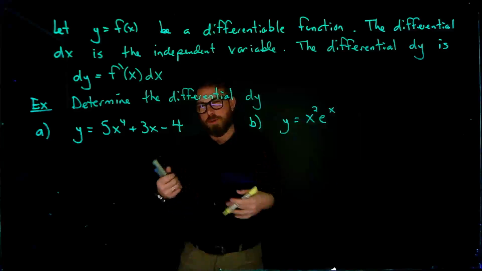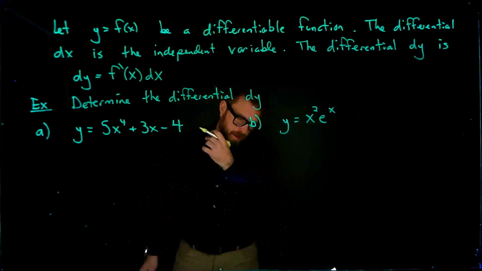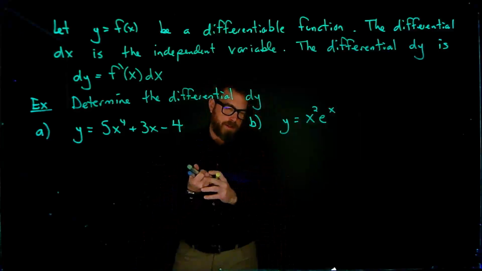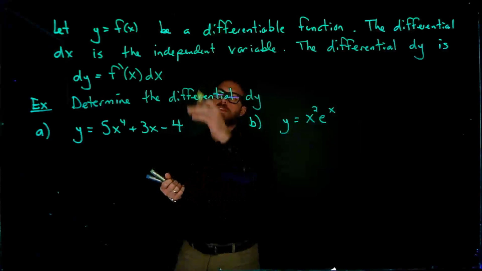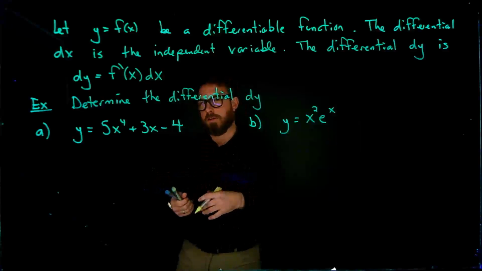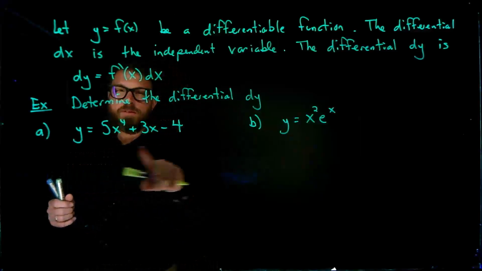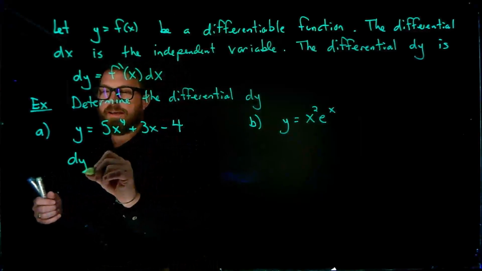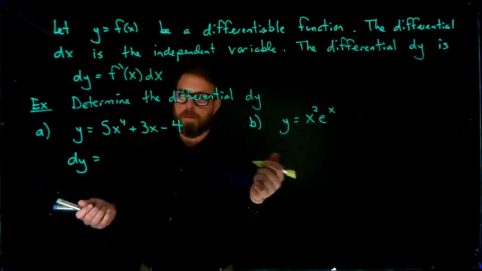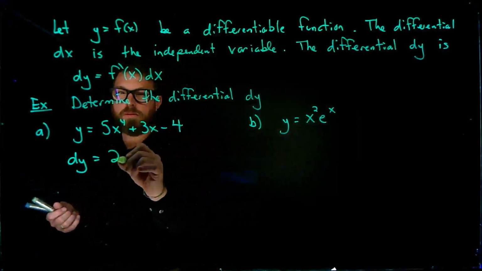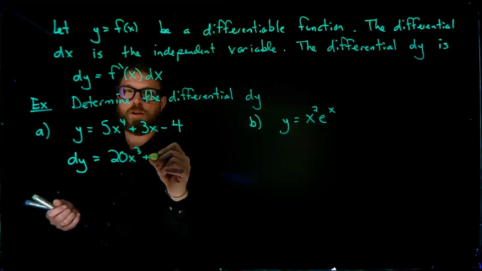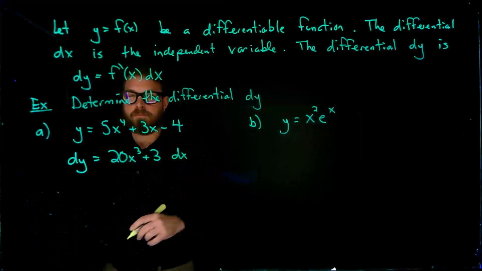I'll show it algebraically as well, if you want to do it that way. It's really a verification of why this dx gets to the other side instead of being multiplied by dx. But let me explain. If I want to find this differential, dy is just going to be the derivative of this followed by dx. Well, the derivative of this is going to be 20x cubed plus 3 and then a dx.